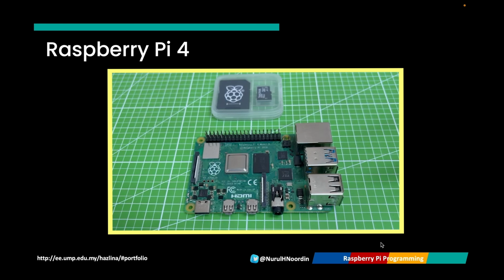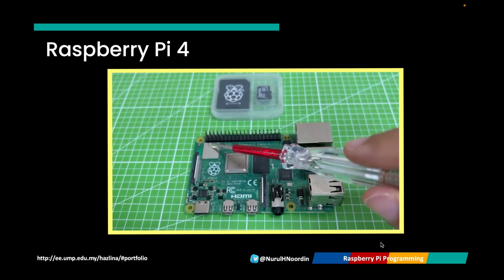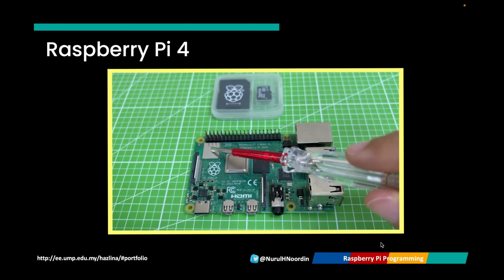Let's explore its hardware. There are 4 USB ports: 2 USB 3.0 ports for high-speed data transfer, and 2 USB 2.0 ports for peripherals like keyboards and mice. Dual micro HDMI output supporting 4K resolutions on 2 displays simultaneously. Gigabit Ethernet port providing fast and stable network connectivity. Wi-Fi 2.4 GHz and 5 GHz. And Bluetooth 5.0 for seamless wireless communication.